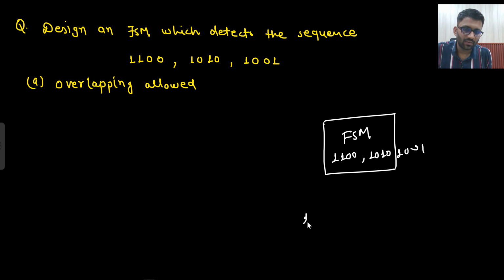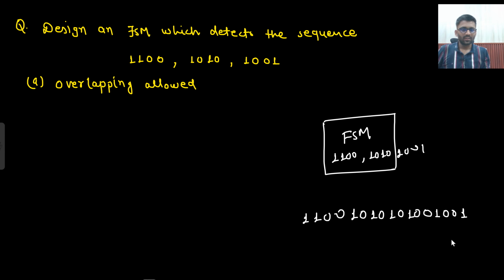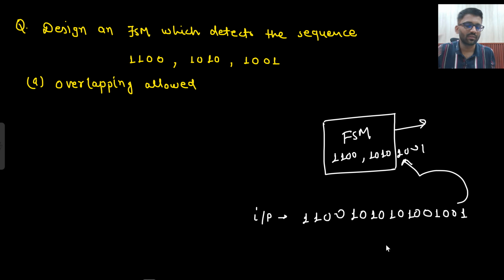Let me take an example: 1 1 0 0 1 0 1 0 1 0 1 0 0 1 0 0 1. This is your input, and I am giving this input to an FSM which detects these three sequences. If I get any of the sequences, it will give me high output. So 1 1 0 0: this is the case for overlapping allowed. So for 1 1 0 0 it will give me high output.